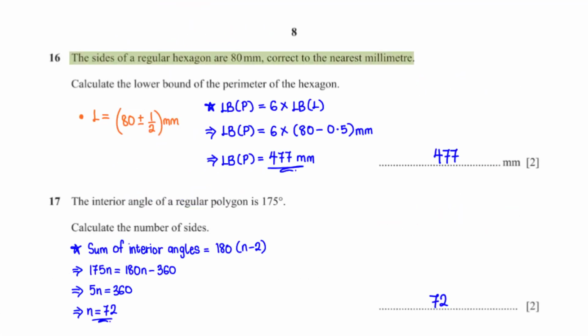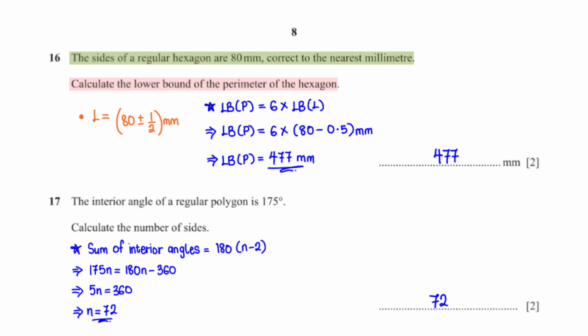The sides of a regular hexagon are 80 millimeters correct to the nearest millimeter. Calculate the lower bound of the perimeter of the hexagon. Since we are correcting the side length to the nearest millimeter, we take plus and minus 1 millimeter, then we divide it by 2. The hexagon has a total of 6 sides with equal lengths.